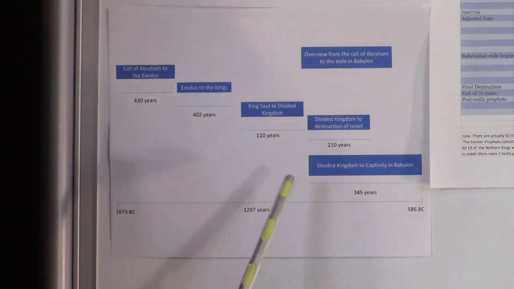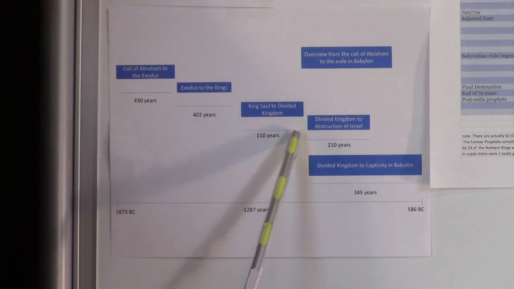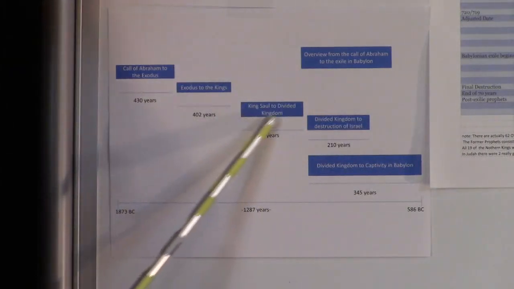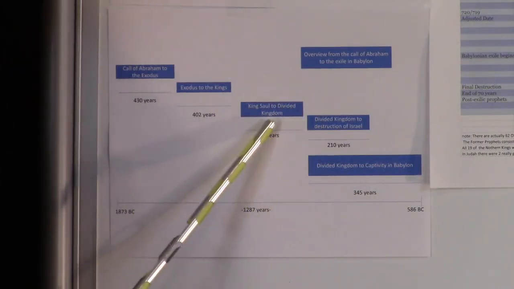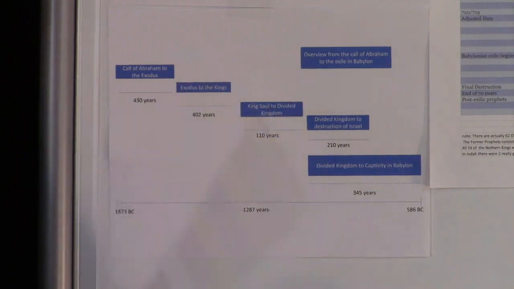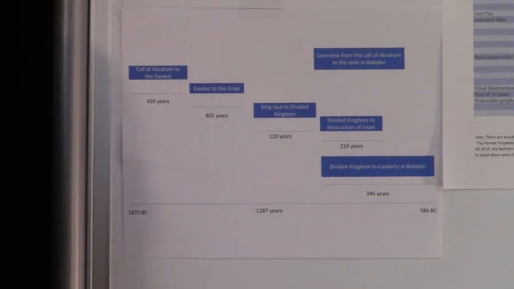What I want to do is emphasize the 430 years that we have as biblical information, and a time point which you've gotten before from me: the 4th year of Solomon's reign. You highlighted 480 years from the time they came out of Exodus to the 4th year of his reign. Then, primarily during the period from King Saul to the divided kingdom, it's approximately 110 years, because you've got Saul 40 years, then David 40 years, and about 40 years for Solomon.